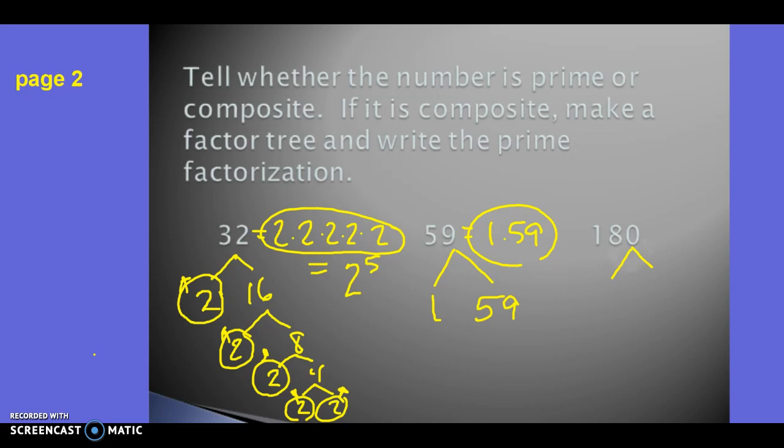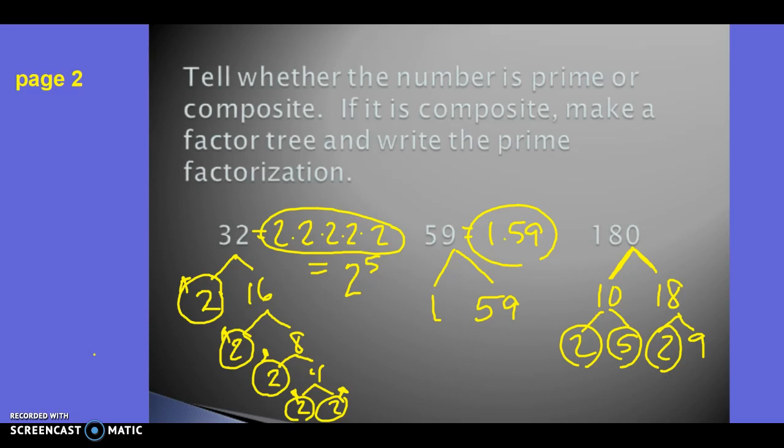The number 180 is pretty large. And if you don't have any idea what goes into it, you could always start with 2. But let's say someone saw that 9 goes into it, or maybe 10 even. 10 times 18. No matter which way you start, you'll get the same answer. 10 is 2 times 5. 18 is 2 times 9.